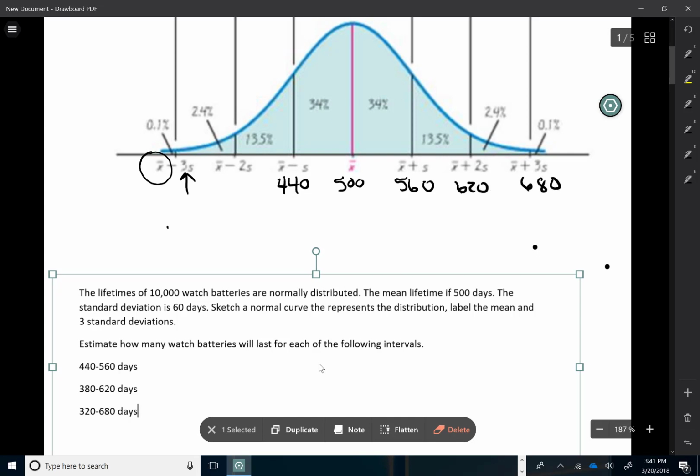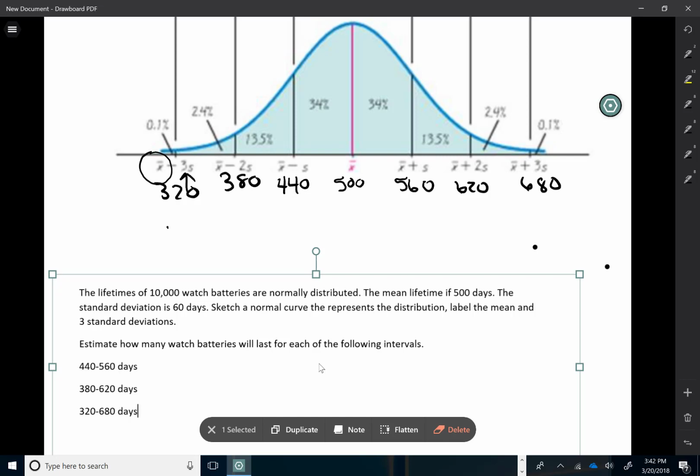So I've labeled my standard deviations above. Let's label the rest of them below now: 380 and 320. So I've labeled all of my standard deviations, and I've labeled the mean. It says sketch a normal curve. This bell-shaped curve with the mean in the middle is your sketch of a normal curve, and that represents the distribution. I've put the mean in the middle, and I've labeled the 3 standard deviations on either side of the mean.